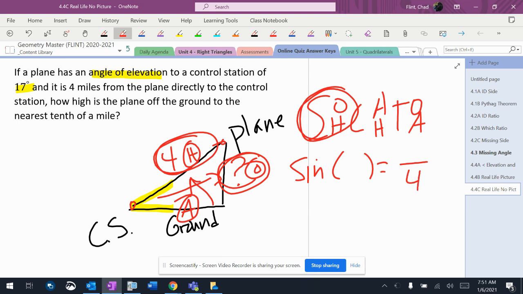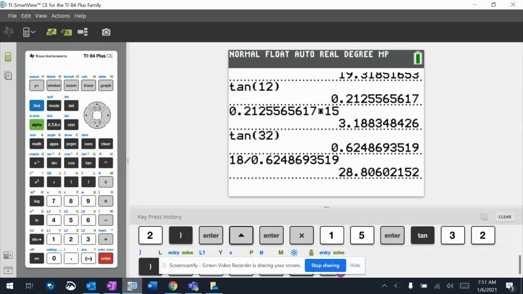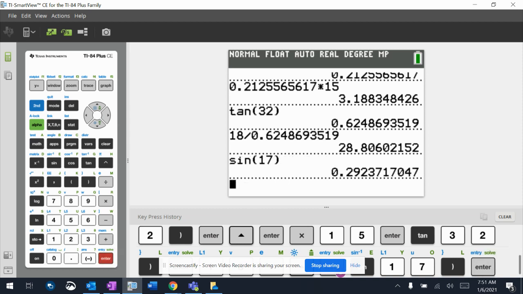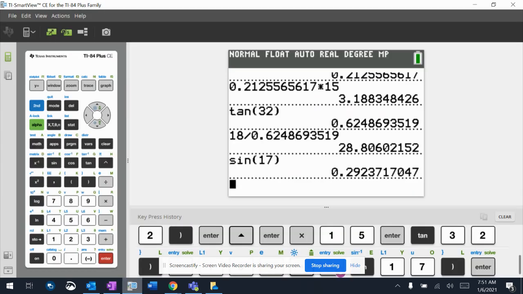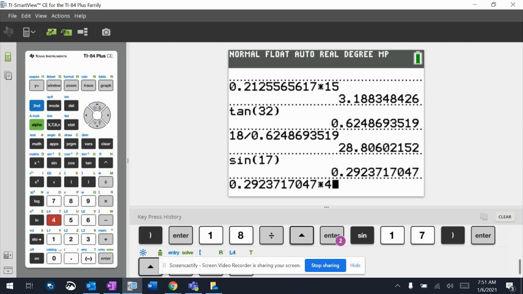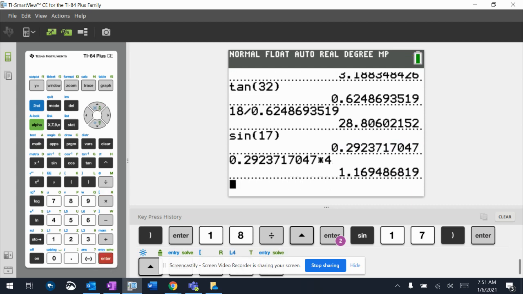Let's see. Hypotenuse is 4. I don't know the opposite. The angle is 17. So I know the angle, so I put it over 1. So sine of 17 is 0.292. I cross multiply. I get x equals that decimal times 4. 1.169.